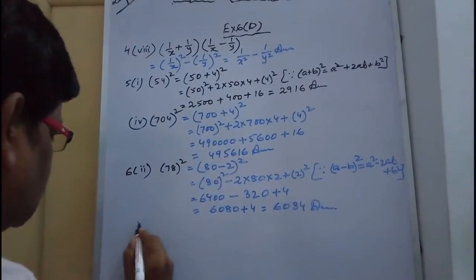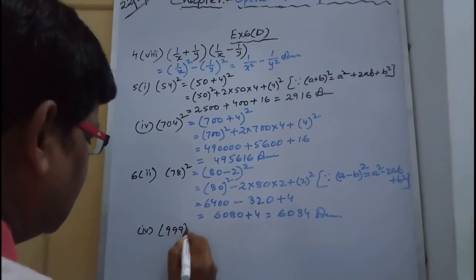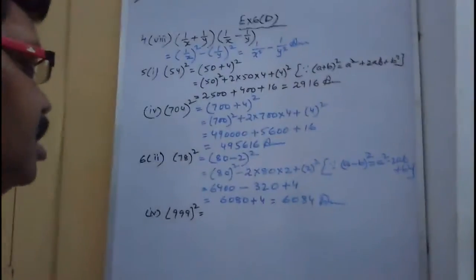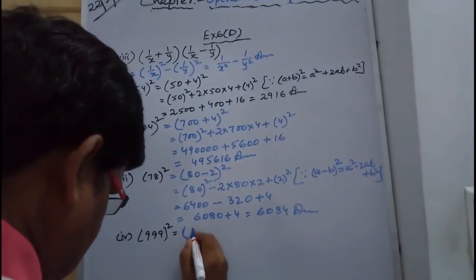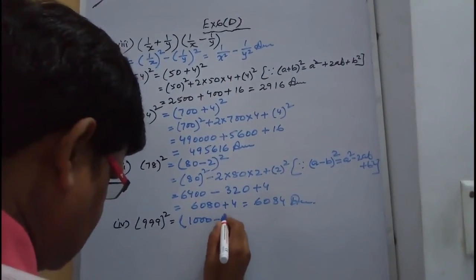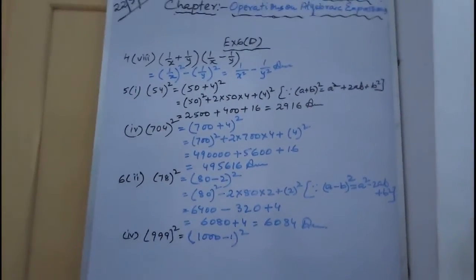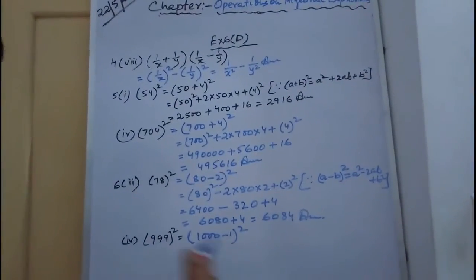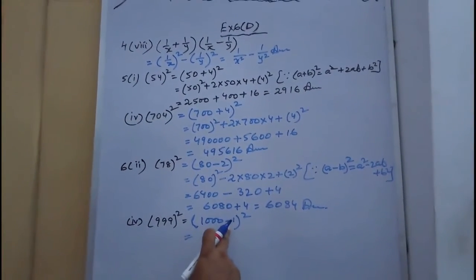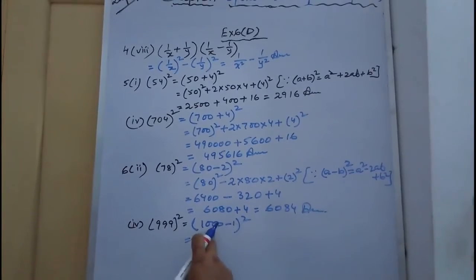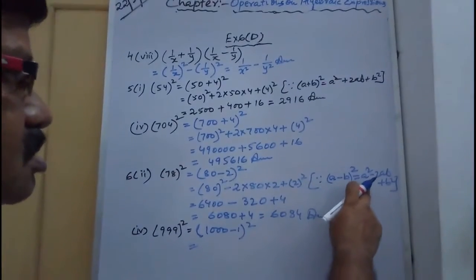Next, Roman 4, 999 square. So it can be written by the 1000 minus 1. So 1000 minus 1 is equal to 999. This square is written here. Now 1000 minus 1, in place of A, here is 1000. In place of B, here is 1. So (A minus B) whole square is this one.